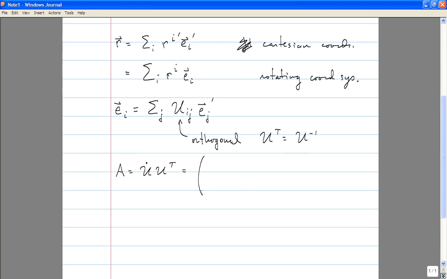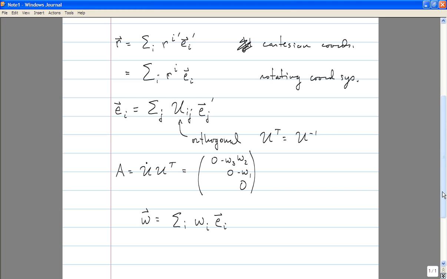So it could be organized as follows. Because it's antisymmetric, its diagonal entries were 0, and its off-diagonal entries are determined by 3 quantities, omega 1, omega 2, and omega 3, which define what we call the angular velocity vector, which is the vector whose components in the rotating coordinate system are given by omega_i, where i runs from 1 up to 3.